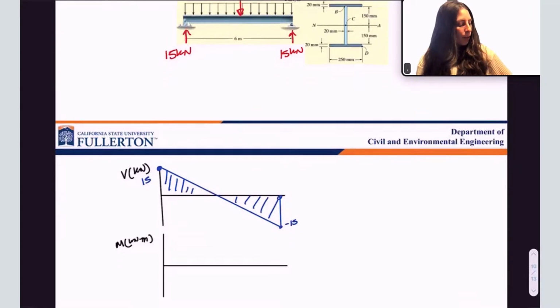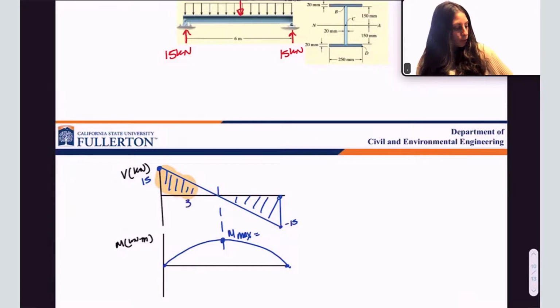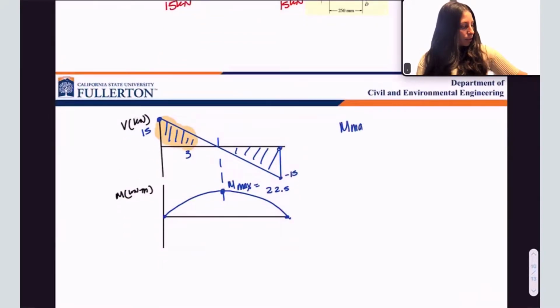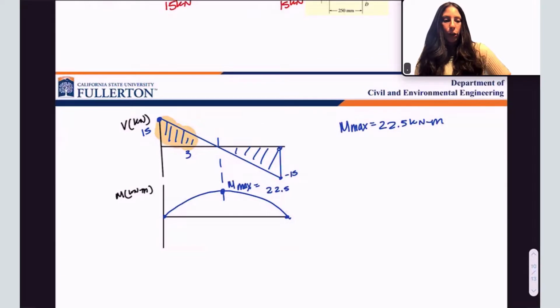Okay, moment diagram corresponding to the shear diagram. I start at 0, I end at 0, and I have kind of a parabolic shape. What is my max moment? It's just equal to the area under the curve of this portion, which is going to be 1/2 times 3 times 15, right? This is 3, which gives me 22.5. Okay, so my M max is 22.5 kilonewton meters. Okay, that's internal moment and it occurs at 3 meters.